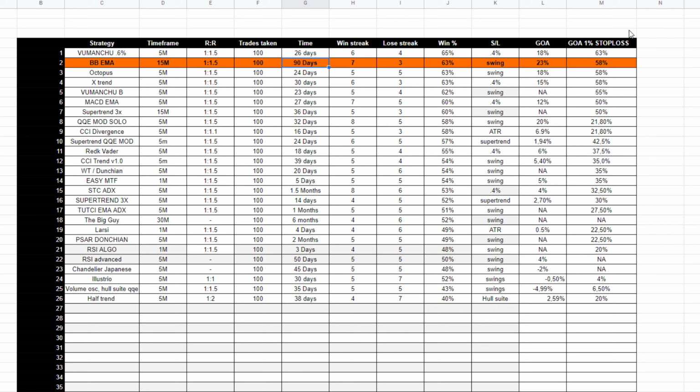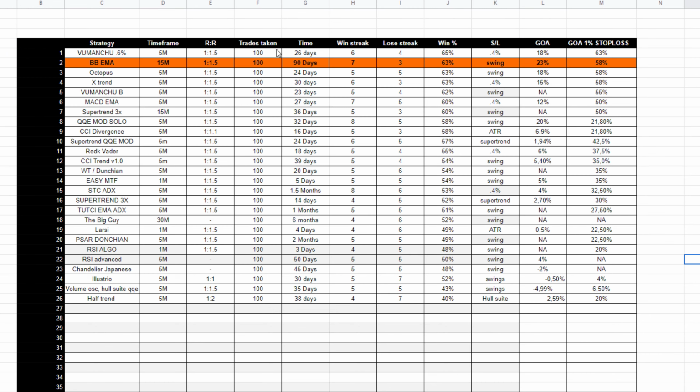The gain on account is a bit higher than the Fu Manchu. That's just because I'm using swings and not always 0.4 and 0.6 of risk reward. Yeah, it's really good. I think I'm gonna combine this one, or at least add this one to my portfolio. If you like this one, you should do it as well. Maybe also use something like a volume oscillator, just to have some more confirmations. But in my opinion, it's really good.